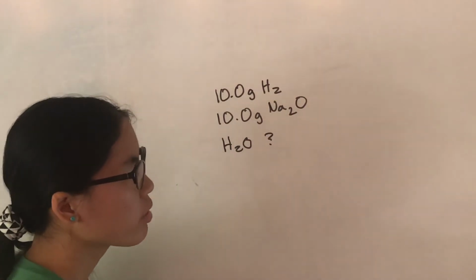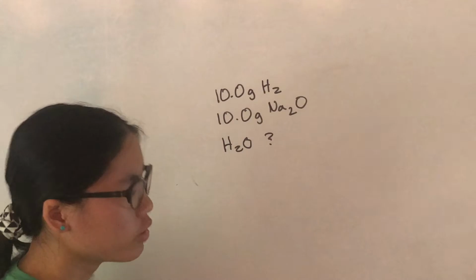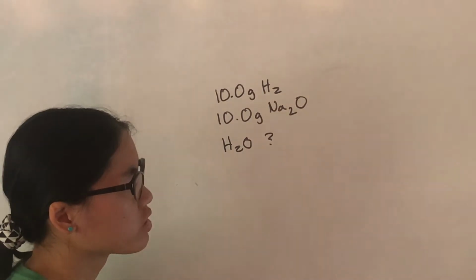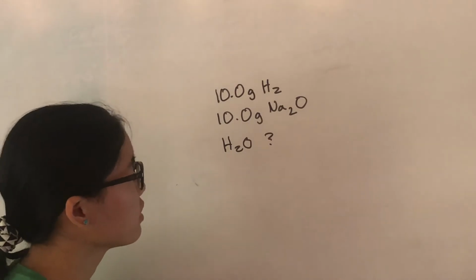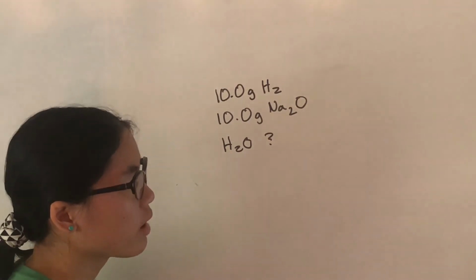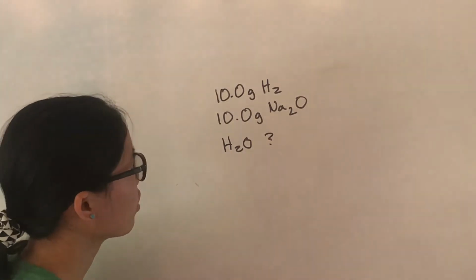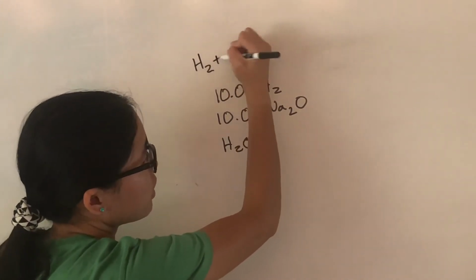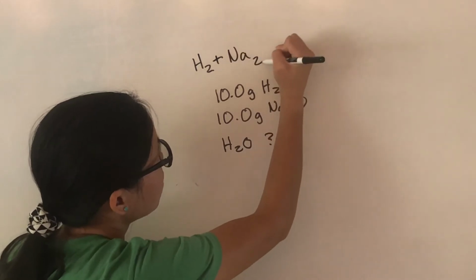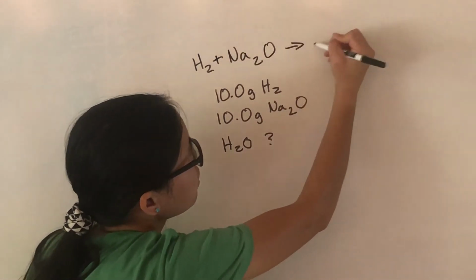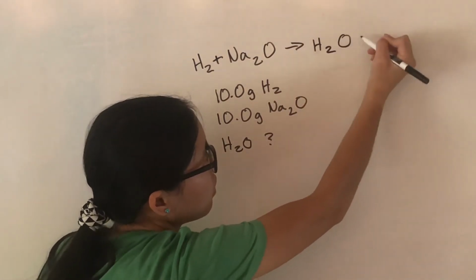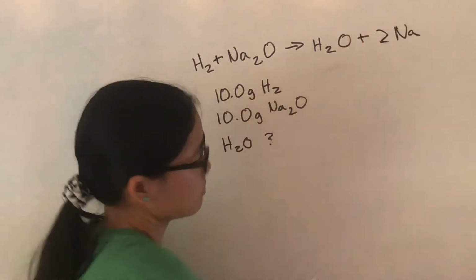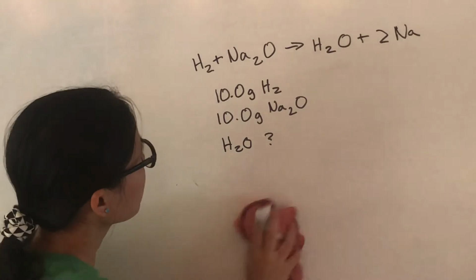The masses of both reactants are given, but you must first determine which one is the limiting reactant, because the reaction will stop producing product when the limiting reactant is used up. First, you must write out the chemical reaction and balance the equation. So H2 plus Na2O yields H2O plus 2 Na.